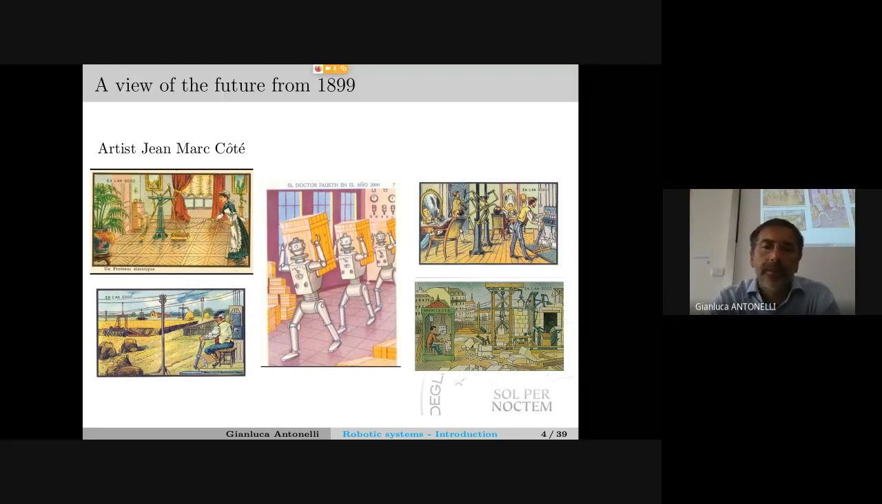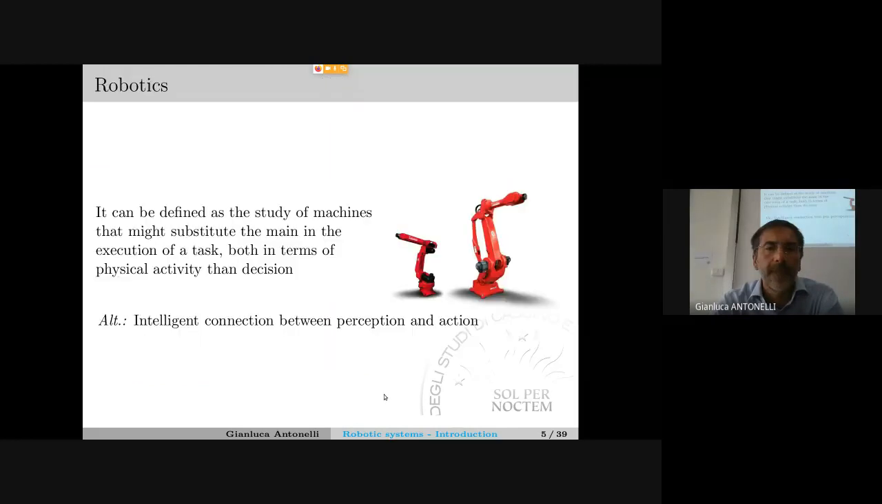This one is a barber shop. And then this is very visionary from the artist, because this guy is controlling remotely a constructive robot. Okay, and I mean, congratulations to him to have had this idea.